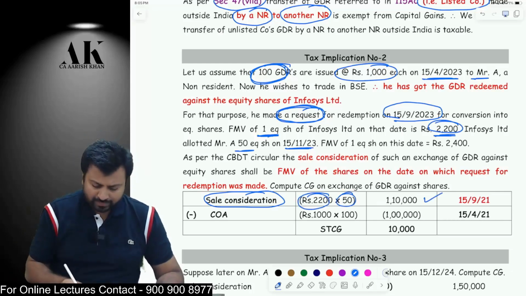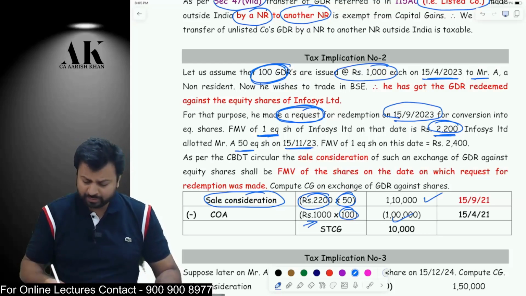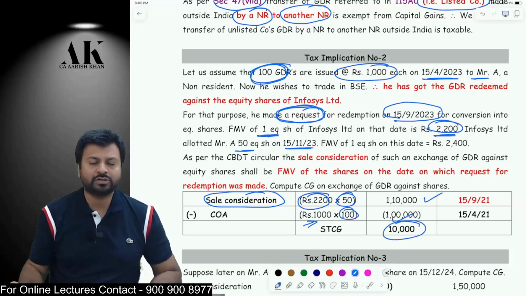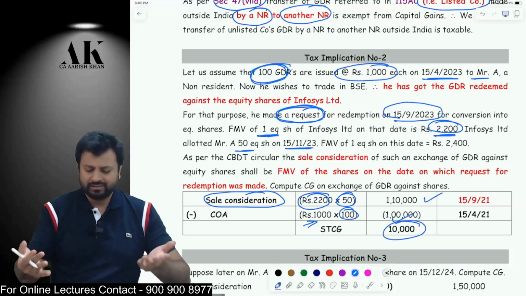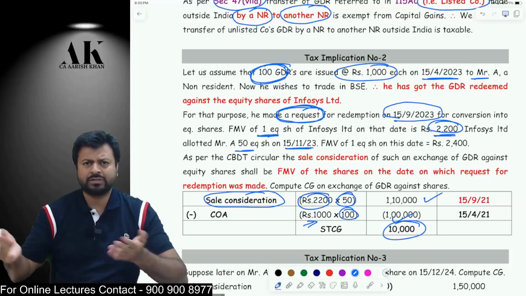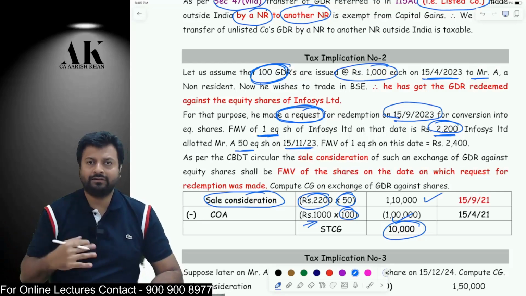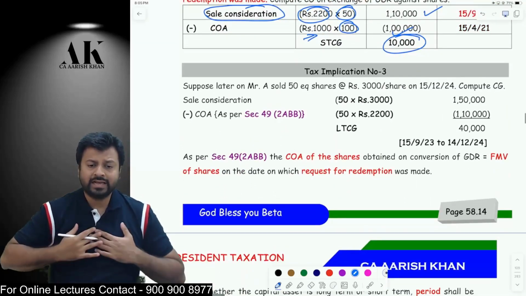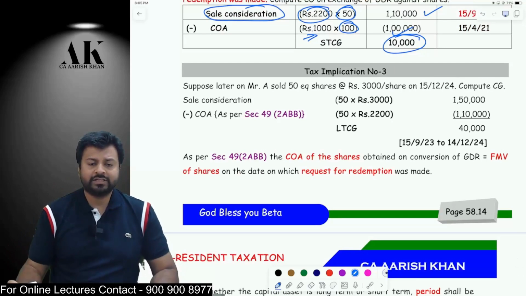What is my cost? My cost is very straightforward. 100 GDR into 1,000 rupees per GDR. 1 lakh rupees is my cost, and therefore the differential amount will be my short-term capital gains because it is converted in approximately 4 to 5 months. Okay. Now, what do I have? Tax implication number 3. As a shareholder, what do I have? Now I have 50 shares of Infosys.